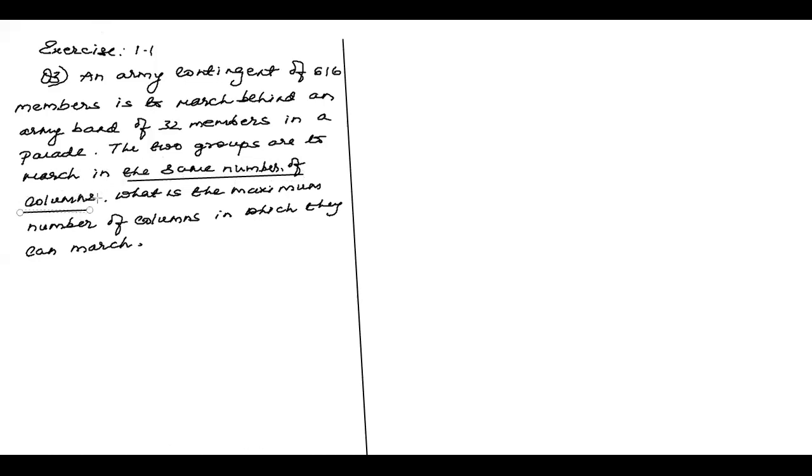They have to march in the same number of columns. What is the maximum number of columns in which they can march?